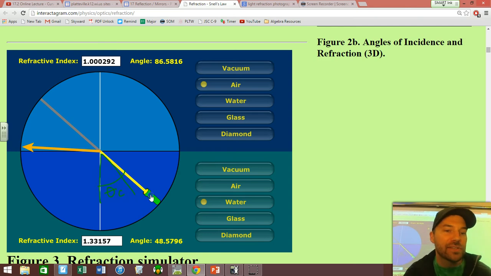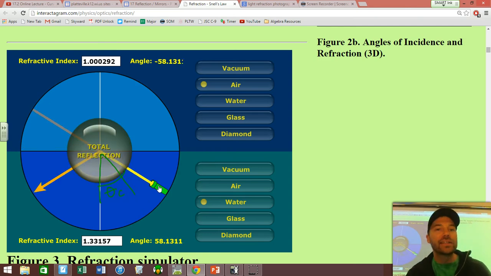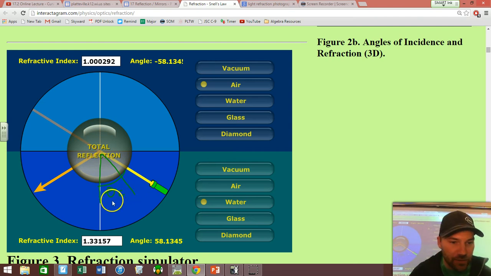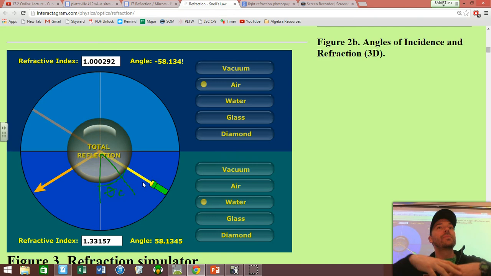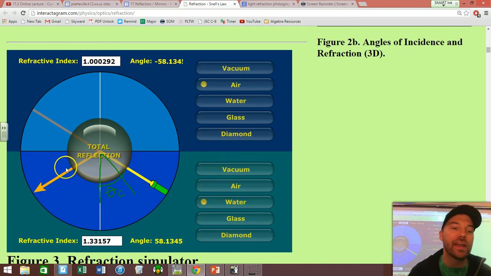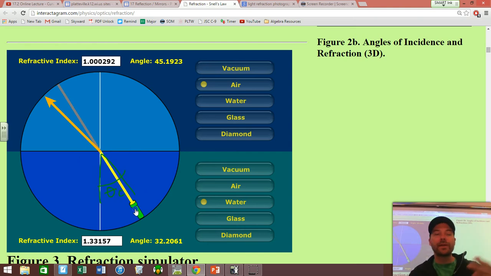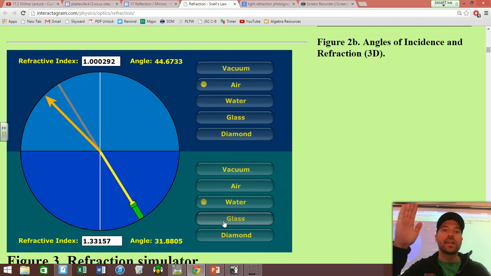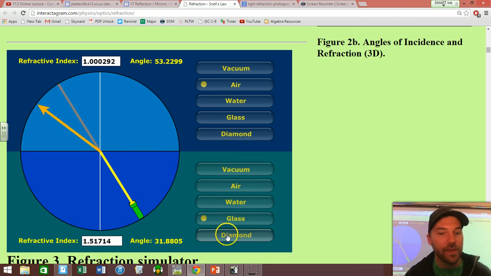What ends up happening is called total internal reflection. It doesn't break through the medium, it just skips off it and bounces internally. If my incident angle is bigger than that critical angle, then I have total internal reflection. If my incident angle is less than the critical angle, I have refraction. So this critical angle is something that deals with total internal reflection. Now you'll notice too, as I make this more and more dense, it's going to bend further and further.